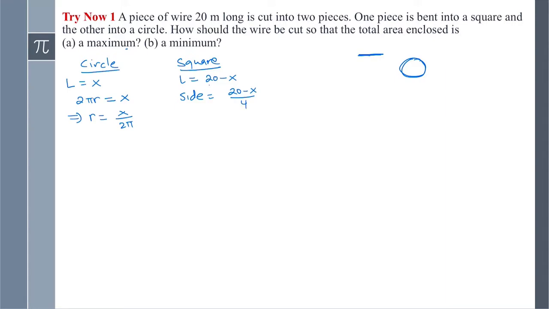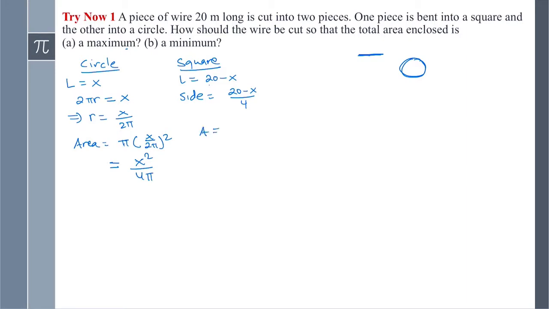Now the area of the circle is pi r squared. So pi times (x over 2 pi) squared. When we do that, we have a pi squared in the bottom, so in the numerator we just have x squared over 4 pi. Don't get confused here: we have a pi squared, and this pi cancels out one of the pi, so we just have 4 pi in the denominator.